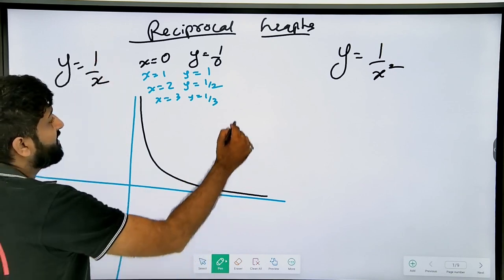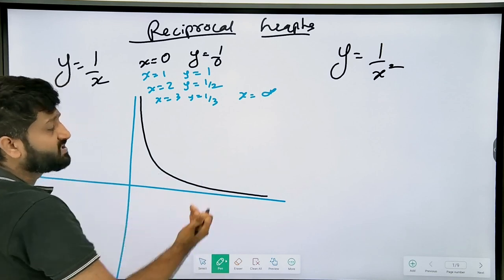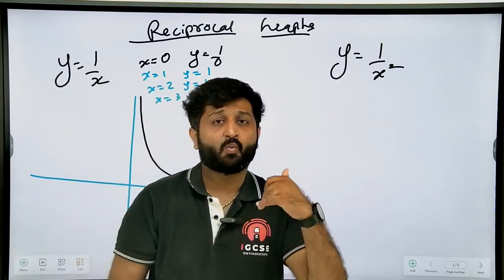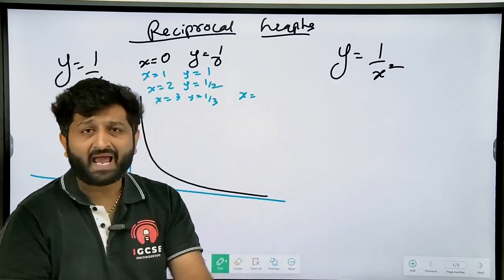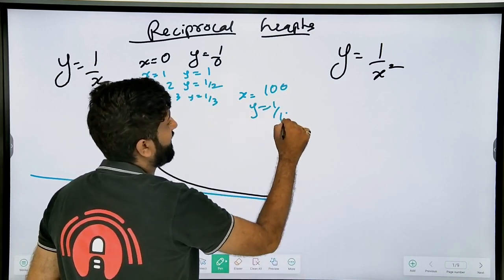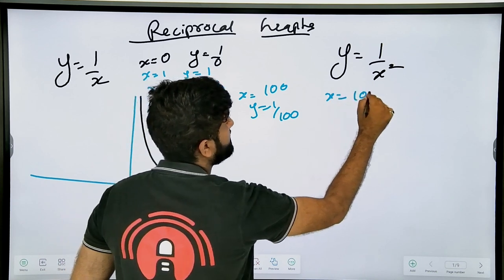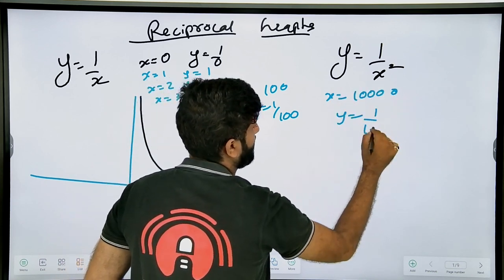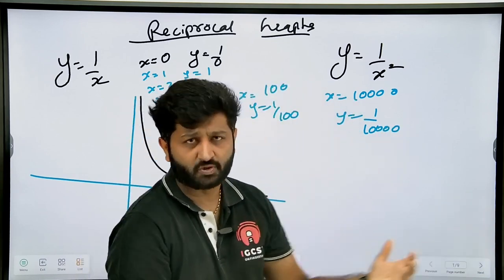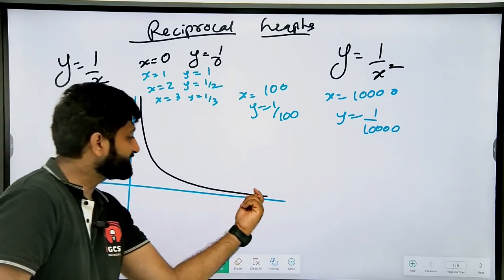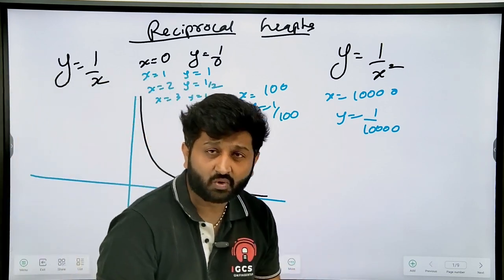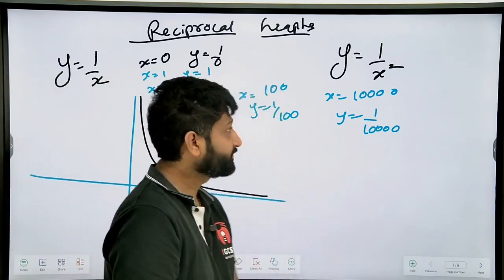Even in the same way, when x is infinity, y is going to be 0. Why? Because when x is a very large value, maybe 1 lakh, y is going to be 1 over 1 lakh. When x is 100, y is going to be 1 by 100. When x is 1000 or 10,000, y is going to be 1 over 10,000. So 1 over 10,000 means a very small value, which is close to 0. So even in this case, the graph is not supposed to touch the x-axis. Why? Because it is never 0. It reaches towards 0.